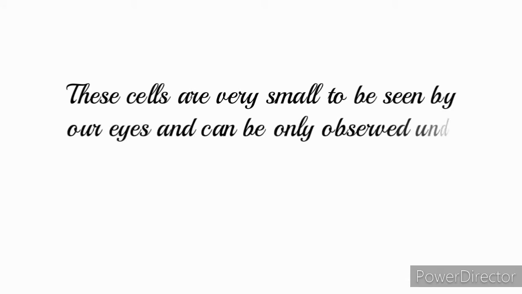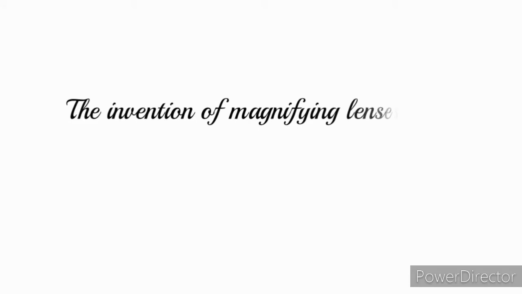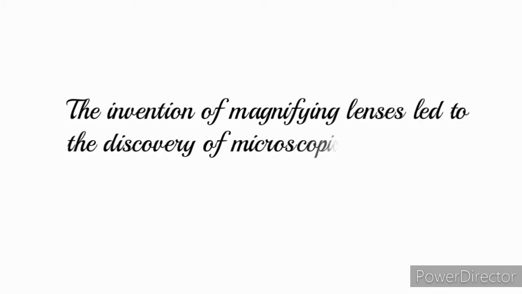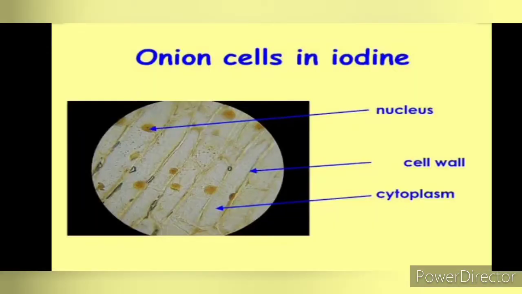Here is an image of onion peel cells you may have seen if you have gone to lab. The invention of magnifying lens led to the discovery of the microscopic world, which made the study of cells easier and in a more detailed way. Here is an image of onion peel in iodine solution. Actually, it is yellowish in color.